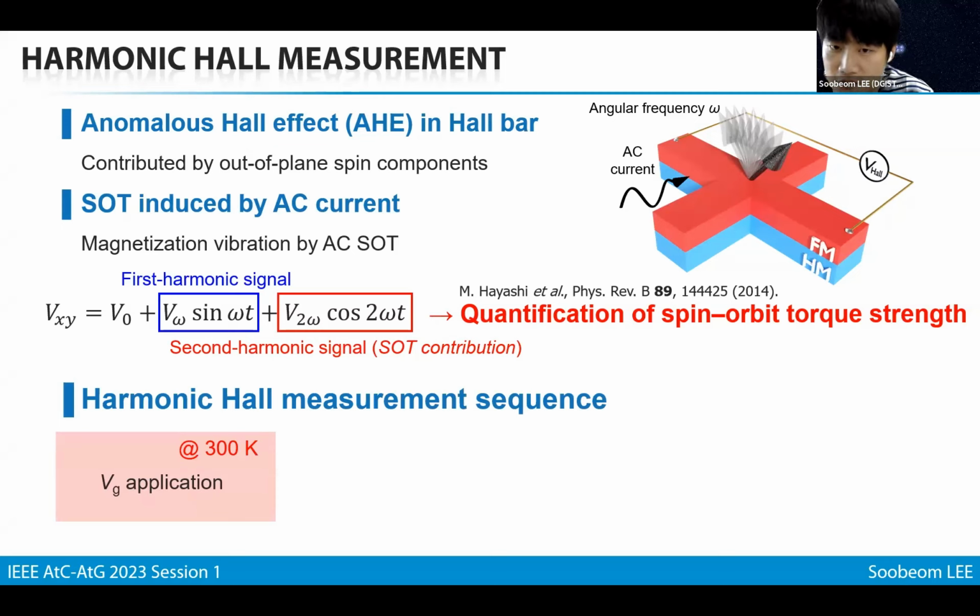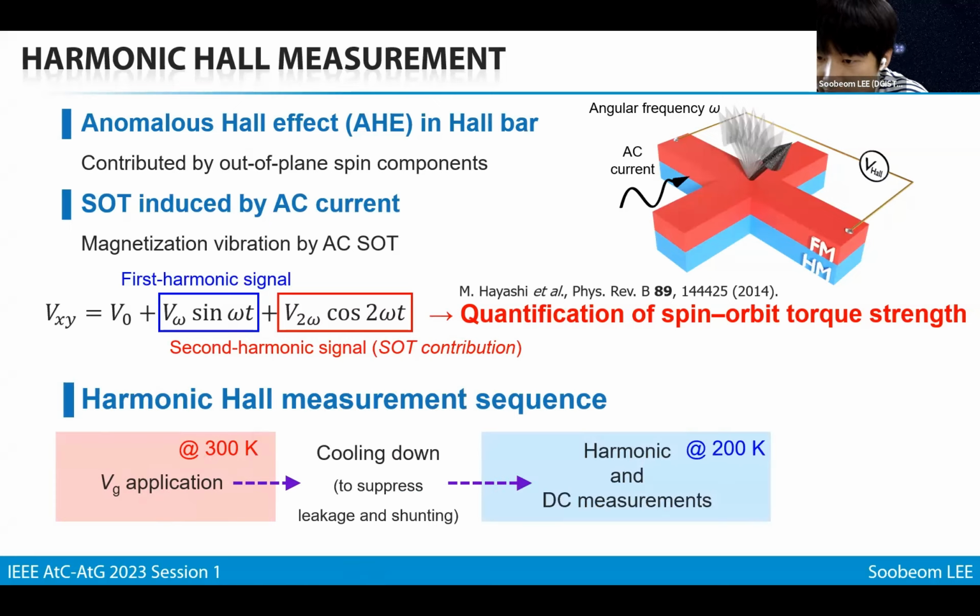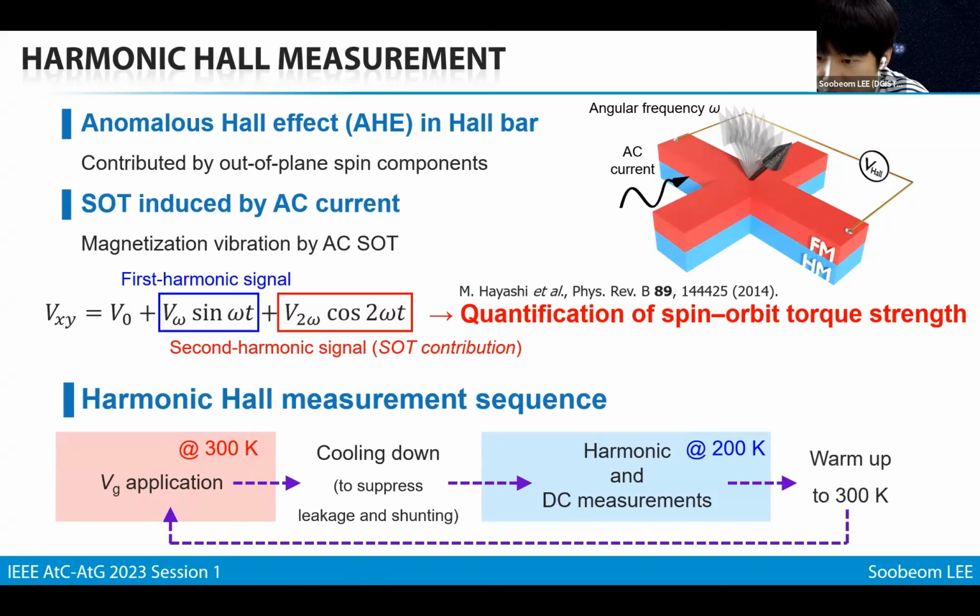First, we apply gate voltage at 300 Kelvin and cool down to 200 Kelvin to suppress leakage and shunting currents in the electrolyte. And we carry out harmonic Hall and other DC measurements. Finally, we warm up to 300 Kelvin, and once again, gate voltage is applied.